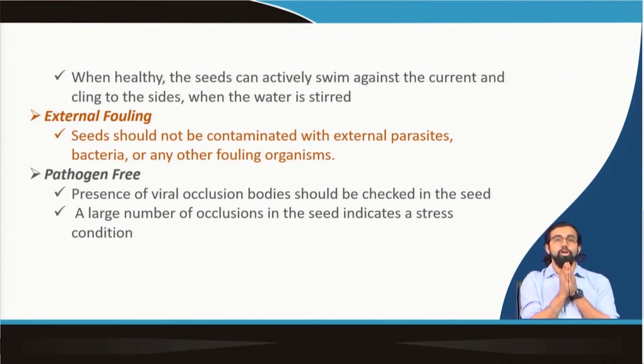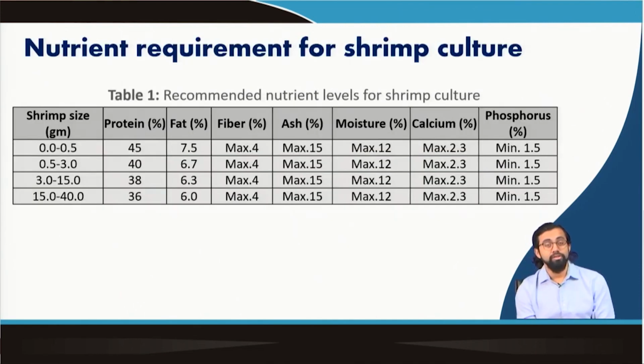External fouling: seeds should not be contaminated with external parasites, bacteria or any other fouling organisms. They have to be pathogen free. Any viral occlusion bodies should be checked in the seeds, and a large number of occlusions in the seed indicates a stress situation. So, you have to worry about these factors as well when choosing particular seeds for your system.